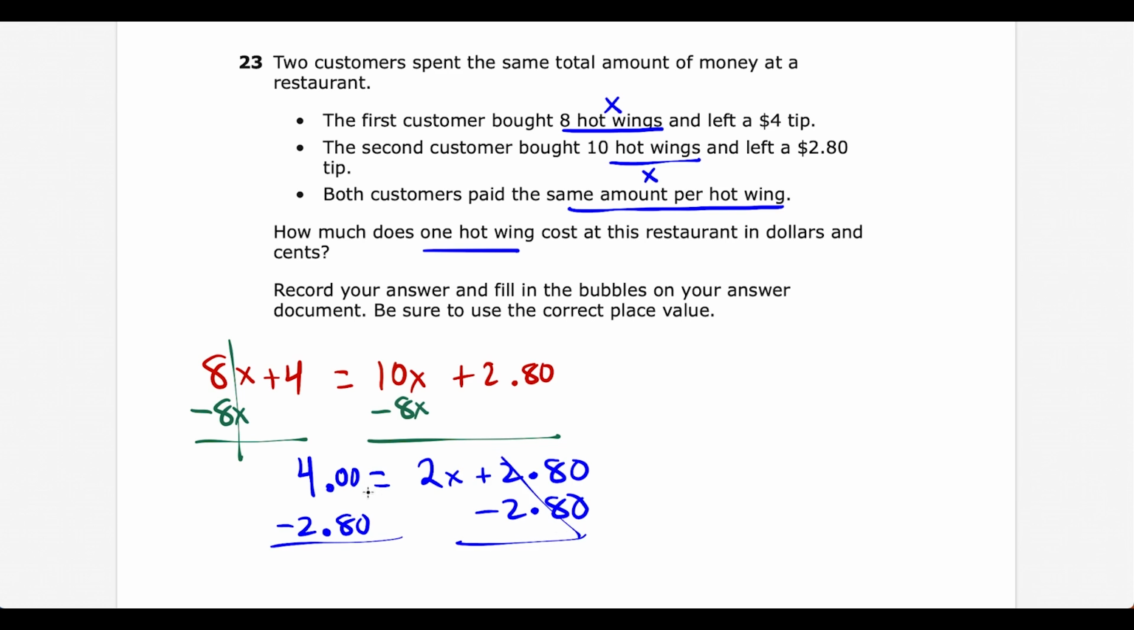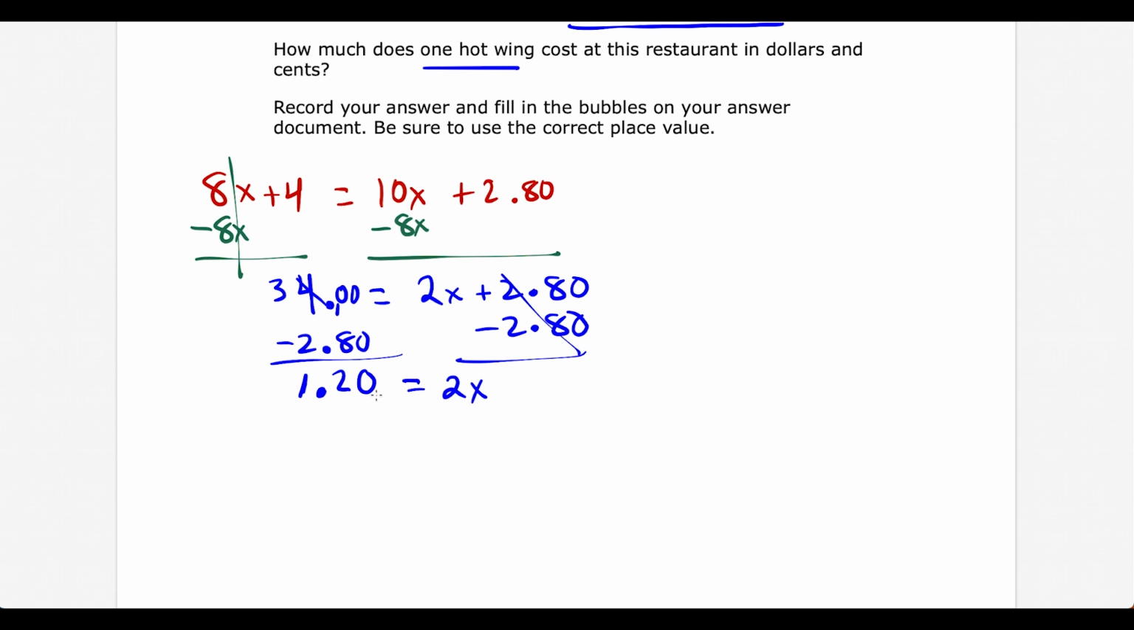So these terms cancel, and then 0 minus 0 is 0. Then we're going to borrow from this place, make it a 3, and put a 1 here, and we have 10 minus 8 is 2, and then 3 minus 2 is 1. So now we have 1.20 equals, and we're left with 2X. So now to solve for X, just divide both sides by 2, and this tells us the value of X is equal to 0.60. So how much does one hot wing cost at this restaurant? If we had to write this into our answer document here, we would just write in 0.60.